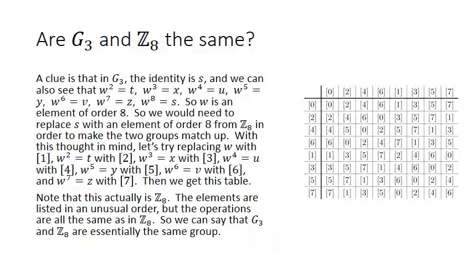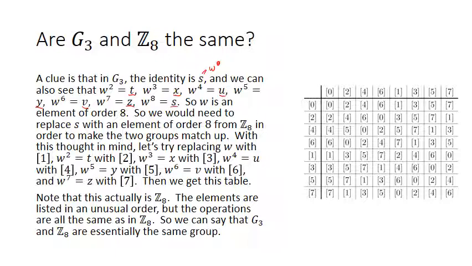Okay, so here is a clue to the strategic ways that we should try replacing these 0 through 7 elements with the S through Z elements from G3. So in G3, if you take the operation table out and you look at the element W, we already remarked that the identity was S, so that would be like W to the 0. And then, of course, W to the 1 is just W. And then if you look at the other powers of W, W squared gives you T, W cubed gives you X, W4 gives you U, W to the 5th gives you Y, W to the 6th is Z, and W to the 7th is Z, and then W to the 8th is S again.